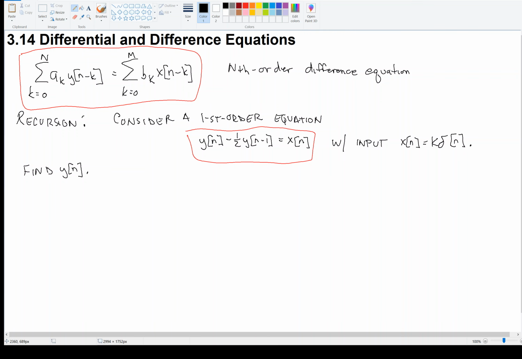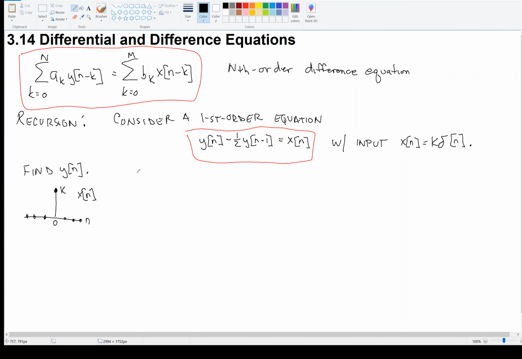So the input is k times a delta function. This is x of n. And remember, the claim is that this difference equation is hiding or characterizing a linear time invariant system. So we should be able to get the output, given this input. This input becomes non-zero at n equals 0.